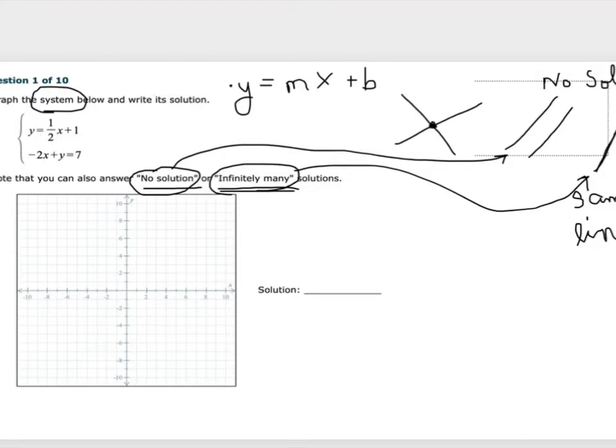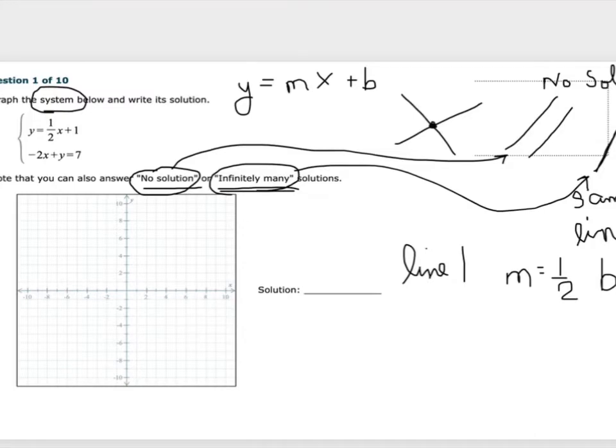Y equals 1/2 x plus 1, so mx plus b. So on the first line, we'll just say line 1, the slope is 1/2, and the y-intercept, called the b term, is 1. So let's graph that one first.